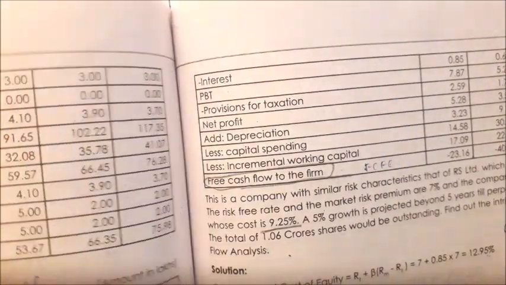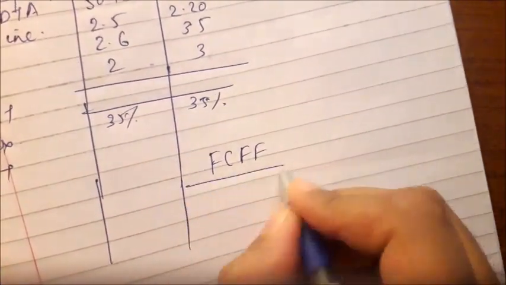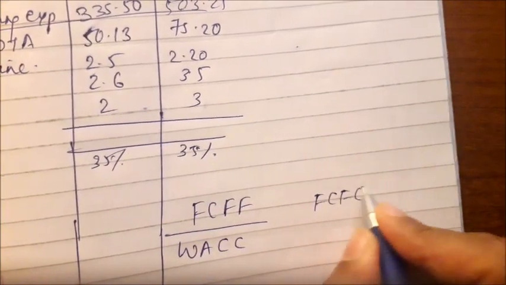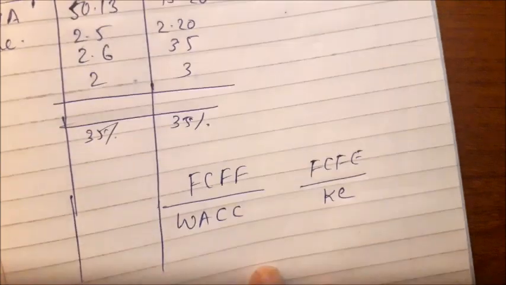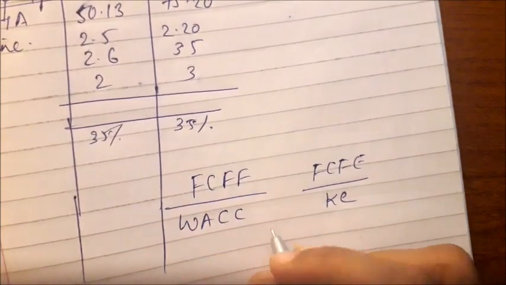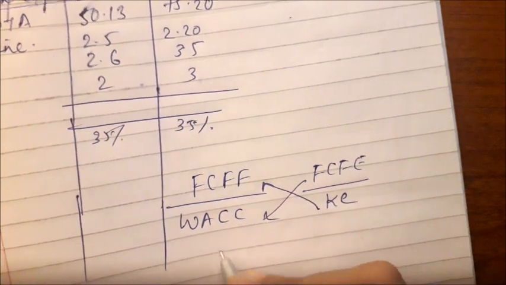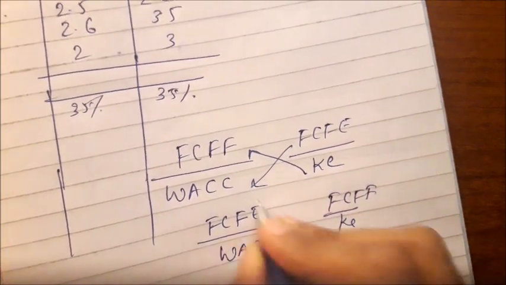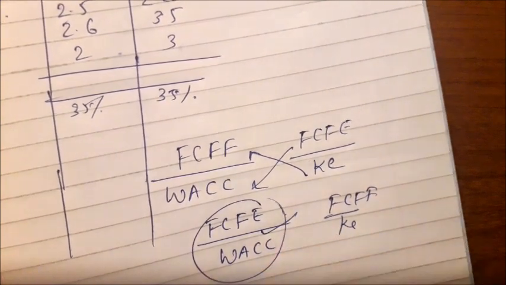As in illustration number 7, I told you that free cash flow to the firm is discounted with the weighted average cost of capital, and free cash flow to equity is discounted with the cost of equity. But in that question I told you that in some questions they have been interchanged, like free cash flow to equity is discounted with the weighted average cost of capital and free cash flow to the firm is discounted with the cost of equity. When this happens, in this question we are doing this. In fact, they have written free cash flow to the firm, but they have found free cash flow to equity. They have not adjusted interest (1 minus t).